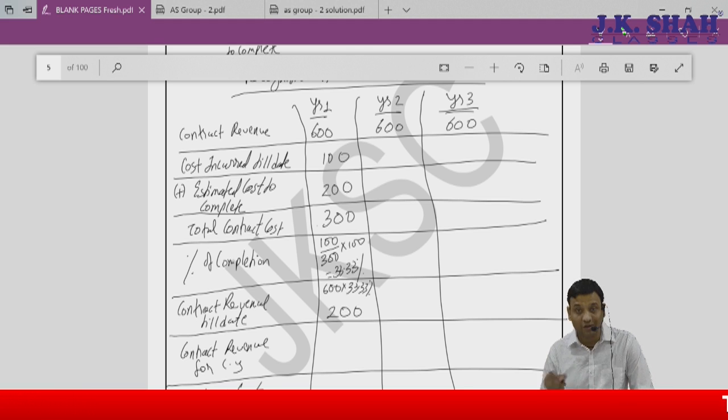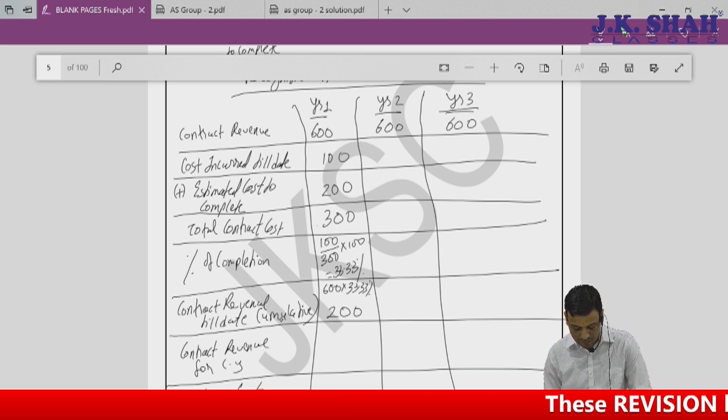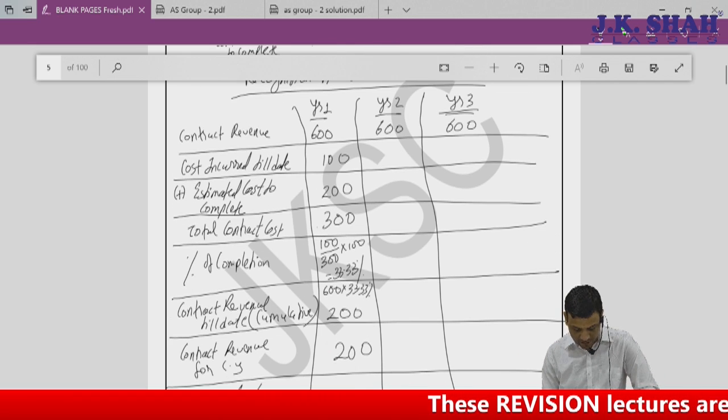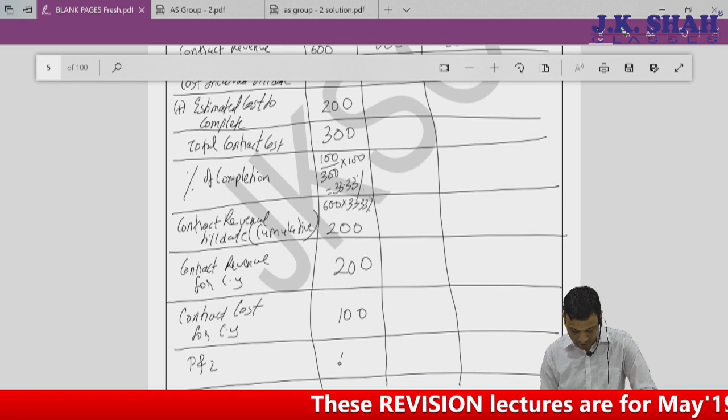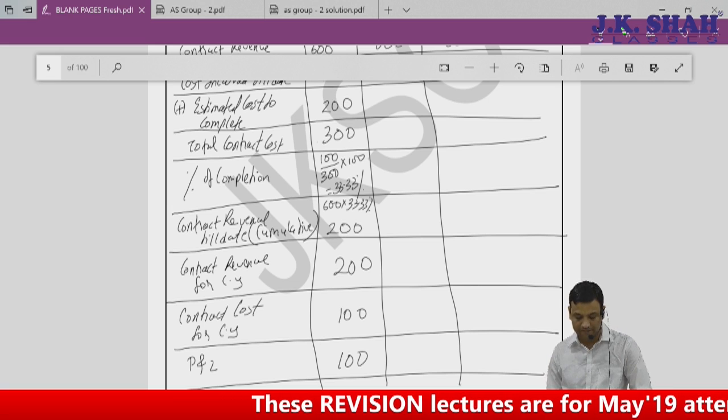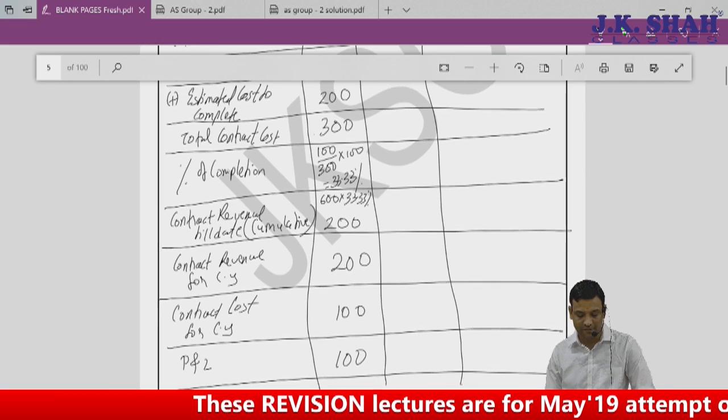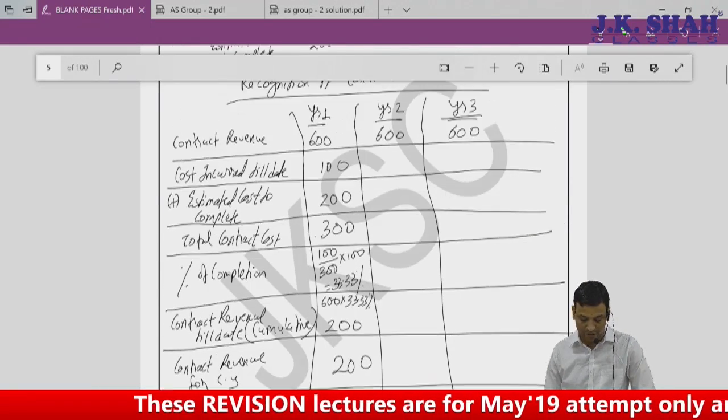What will be the revenue for the current year? This is till date, that is cumulative revenue, so this will be 200. What is the cost for the current year? Till date it is 100, so it's 100 only. So the profit to be recognized is 100. Very simple.